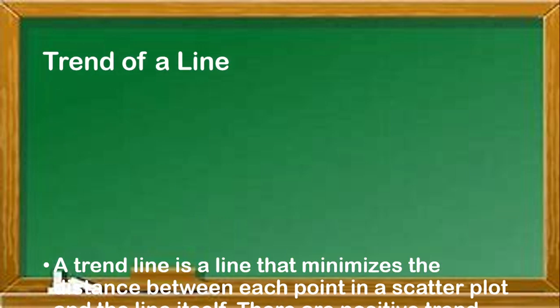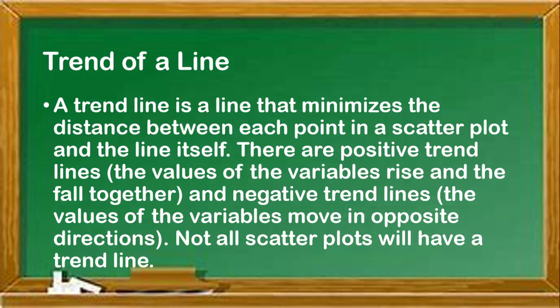Trend of a line. A trend line is a line that minimizes the distance between each point in a scatter plot and the line itself. There are positive trend lines, where the values of the variables rise and fall together, and negative trend lines, where the values of the variables move in opposite directions. Not all scatter plots will have a trend line.